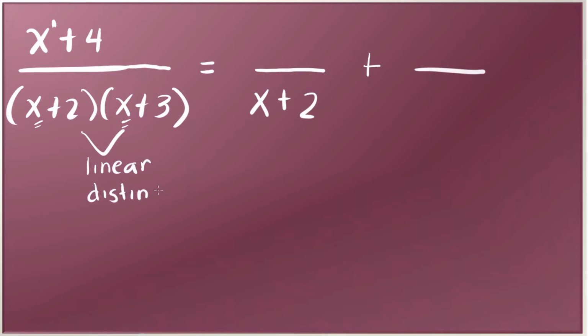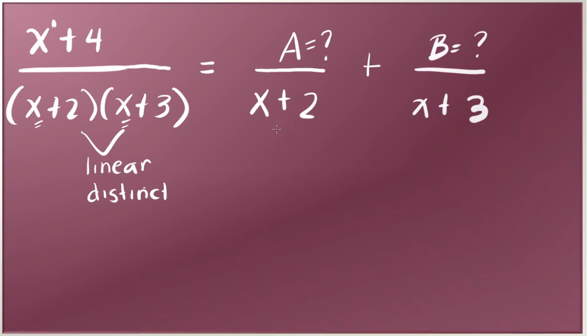So we have these linear factors that are distinct. So you're going to set up your denominator, one for x plus 2, the other for x plus 3. And our goal is to find this constant a, also constant b, in such a way that when you combine these two fractions, we get this original condensed single rational expression. Okay, so let's jump right into our main procedure here.